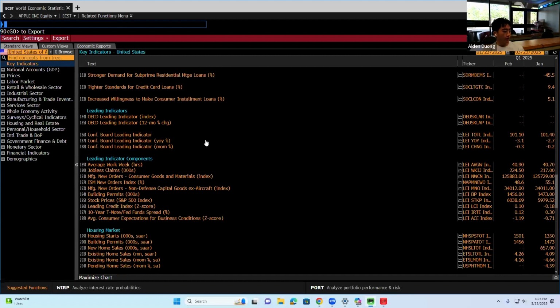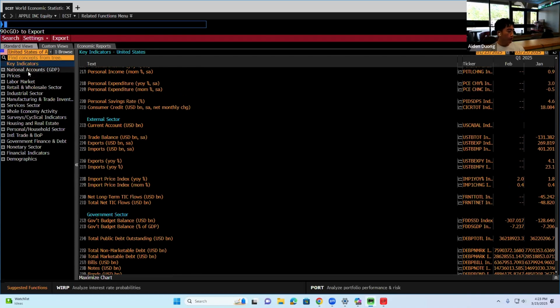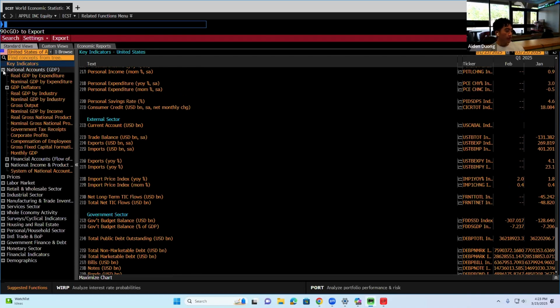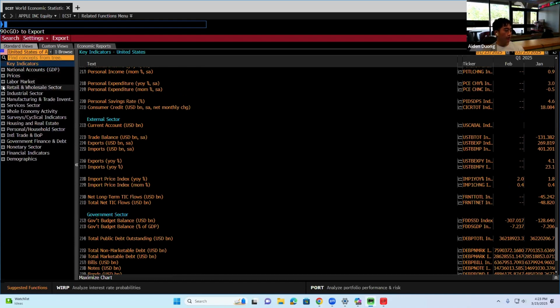So let's try to find the federal funds rate. Where would that be? If you look to our left, we have national accounts of GDP, prices like inflation, labor market, the retail and wholesale sector, the industrial sector, manufacturing and trade inventory. Let's minimize that. We have the services sector. We have economic activity, including economic outlook, because outlook, how we perceive the markets, also plays a big role in how the markets behave, if that makes sense.